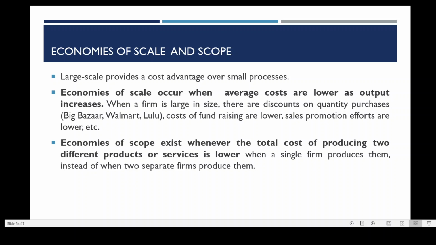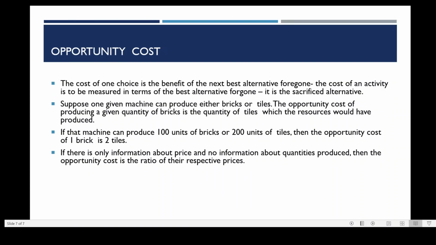When does diseconomy occur? Diseconomy occurs when you become inefficient as you become big. For example, the organization has become so large that it's inflexible, it's bureaucratic, the coordination costs are large, and then the average costs become higher as output increases. That's not the intention. So economies of scale and scope and diseconomies of scale are important for us to understand.